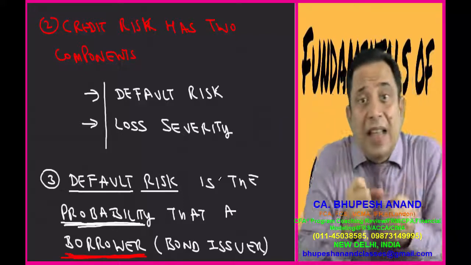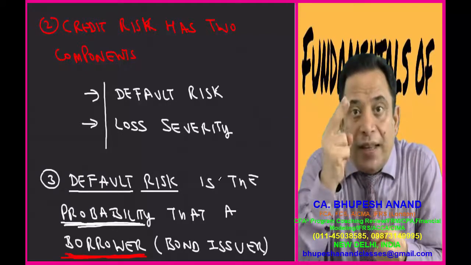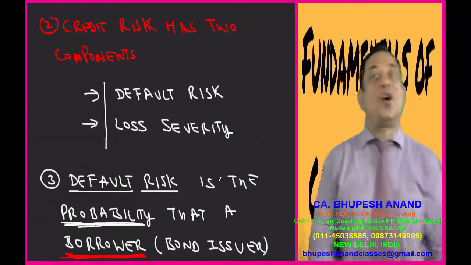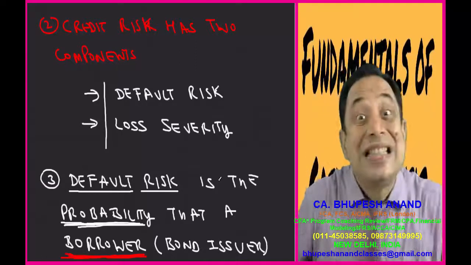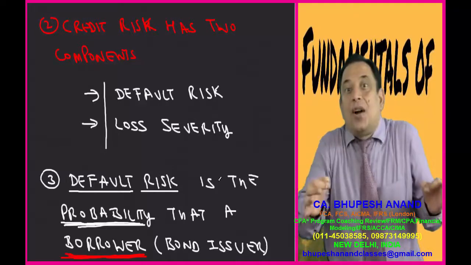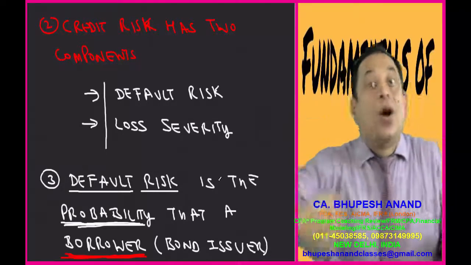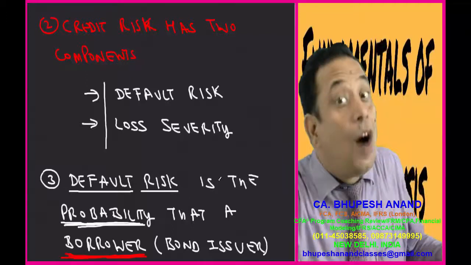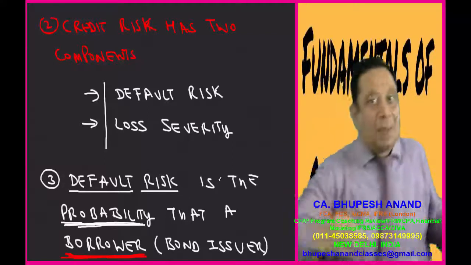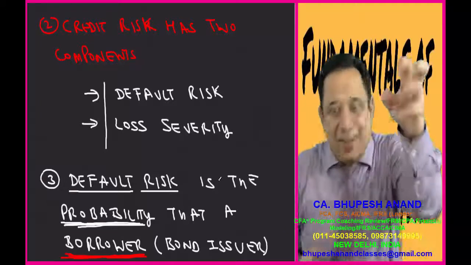So the point is credit risk has two components. One is default risk and second is loss severity. When I say default risk, it means how much is the possibility, or how much is the probability of default by Kingfisher. That is named as default risk.